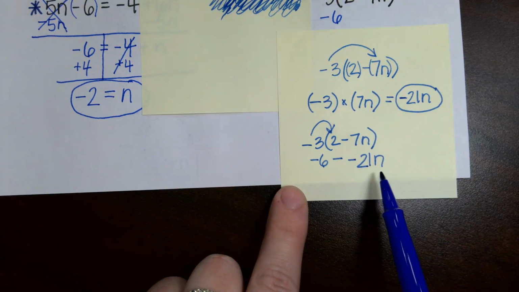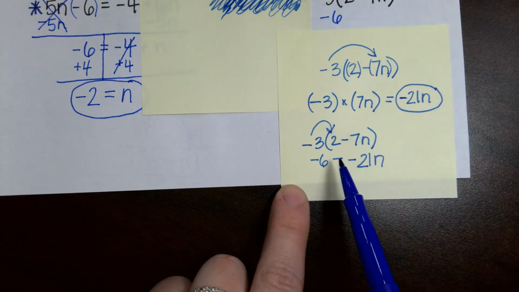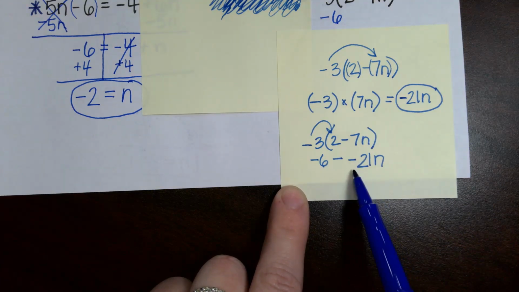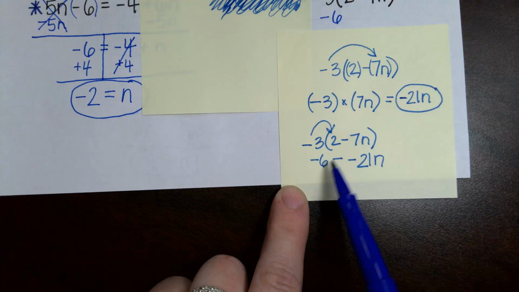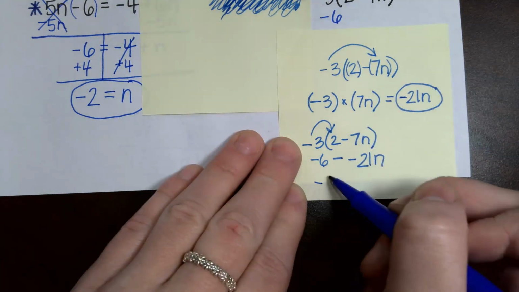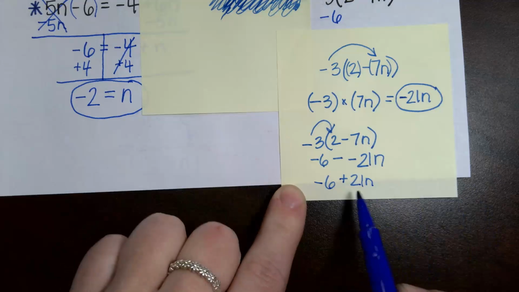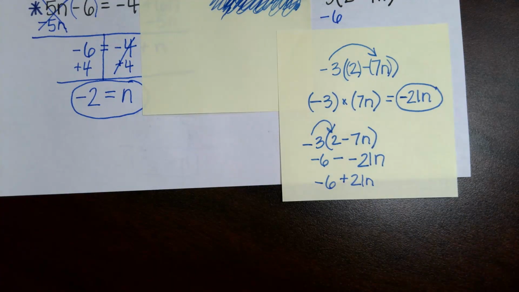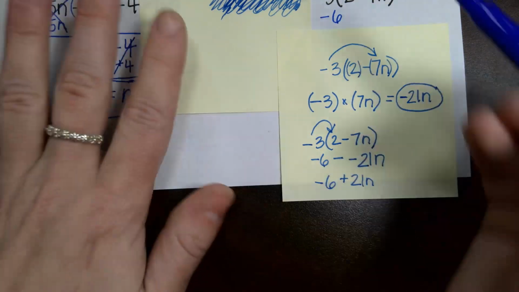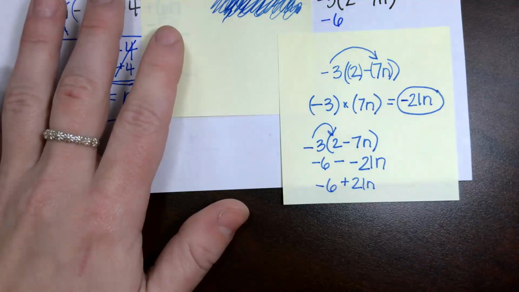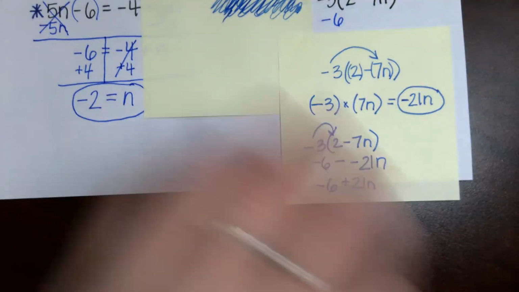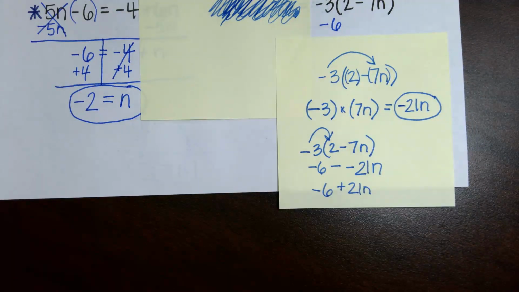If I do it this way, then I need to remember when I have two minus signs next to each other, what do I need to do? They kind of cancel out, and this would turn into -6 plus 21n. So that's one way you could think of it. If you prefer to carry down your minus sign and just use a positive, that works absolutely.